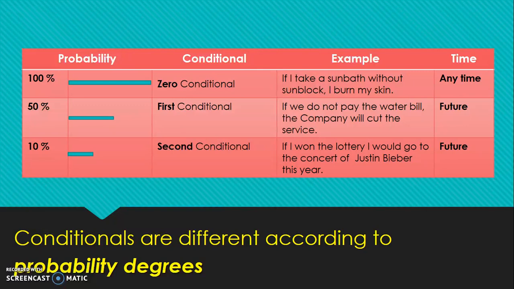but it has 50% of probability. And the last one is the second conditional, and our example is: if I won the lottery, I would go to the concert of Justin Bieber this year. It's a situation that happens to you in the future, but it has the lowest probability, 10% of probability. And it's like an unreal possibility, an unreal situation. Through this video, we're gonna analyze the three types of conditional, so let's start.